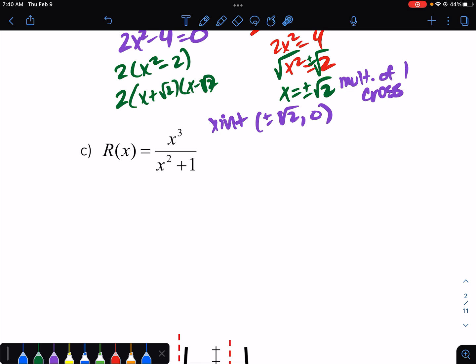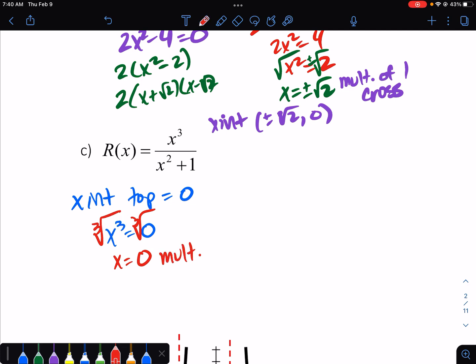If we look at this one, we have on top for our x-intercept, we set the top equal to 0 and we solve. So if I have x cubed equals 0, well, I don't want x cubed, so to get rid of x cubed, we take the cube root. So then I have x is the cube root of 0, which is just 0. It still has a multiplicity, so its multiplicity is 3, which means that it's odd, so it's going to cross at the x-axis.